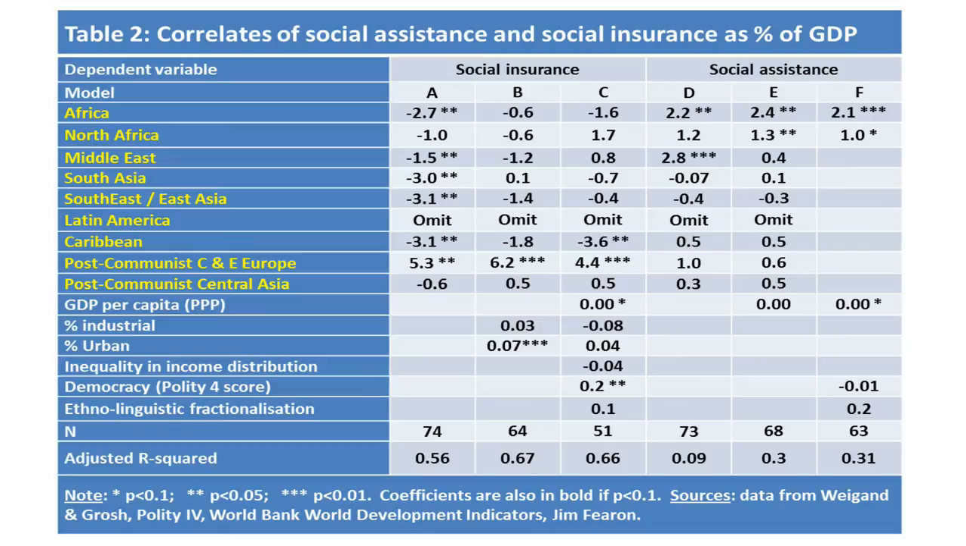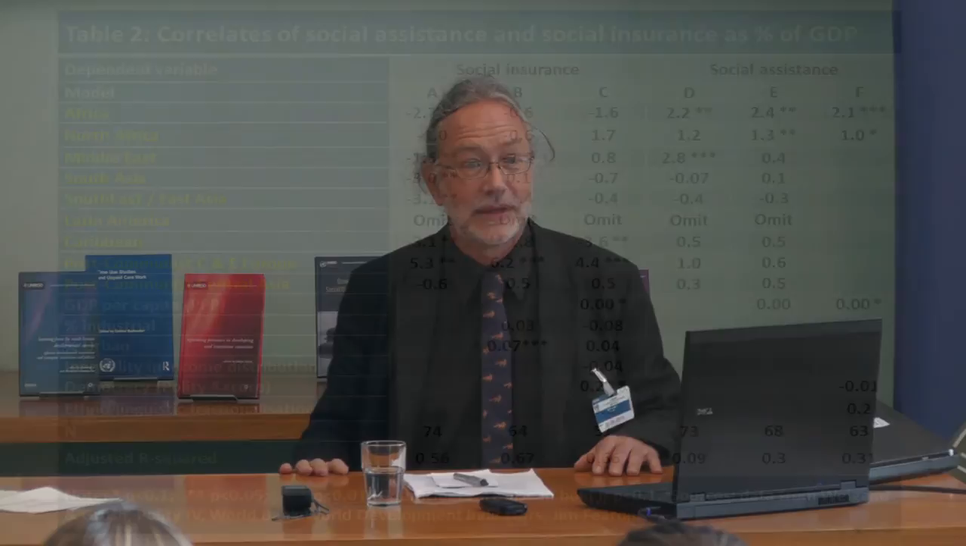Africa is distinctive because of its spending atypically, unpredictably more, if you like, on social assistance, which the second set of columns show us. The second set of columns more or less repeats the exercise. Firstly, in model D, just with regional dummies, and then in models E and F, with other controls, being in Africa correlates with spending more, significantly more, on social assistance, even when you control for levels of development, democracy, ethno-linguistic fractionalization, and so on.